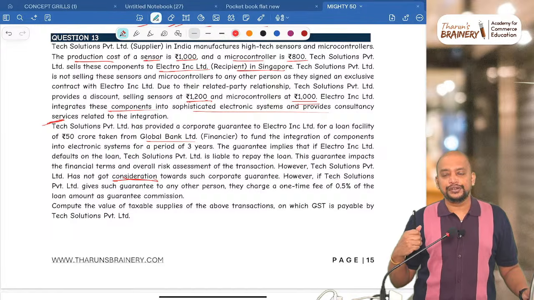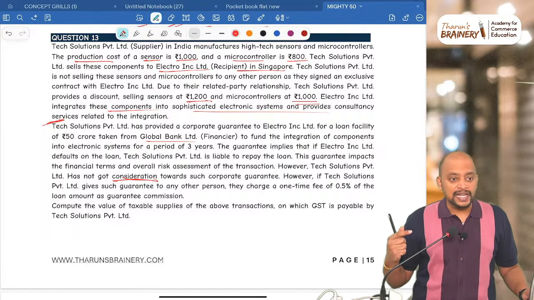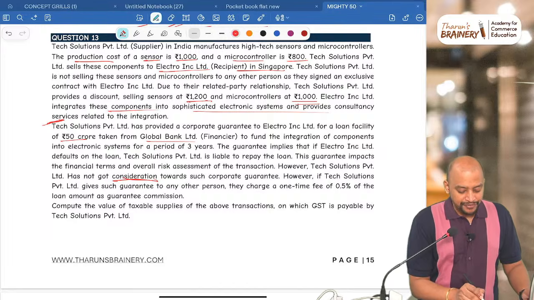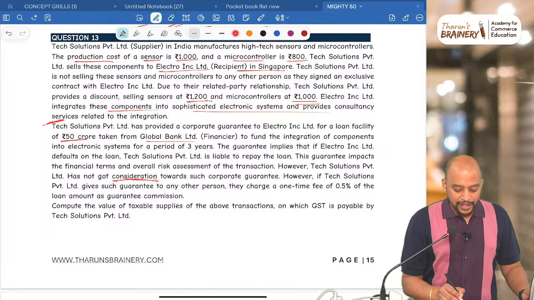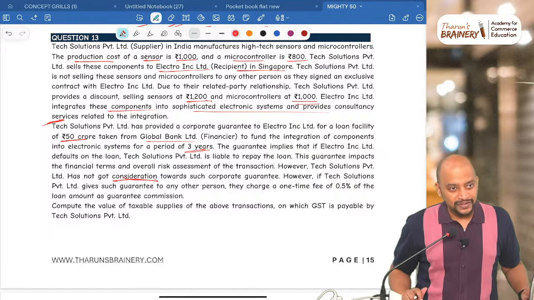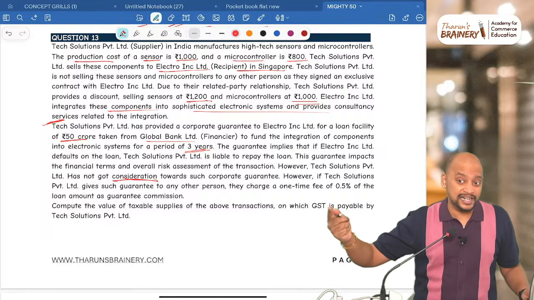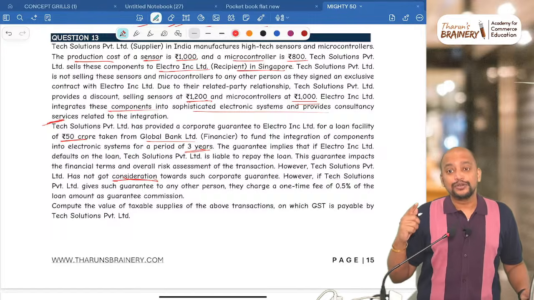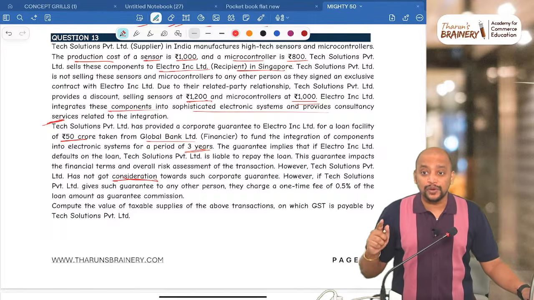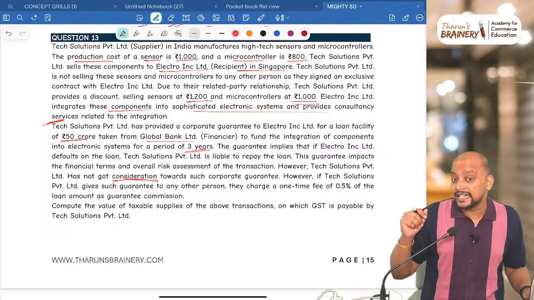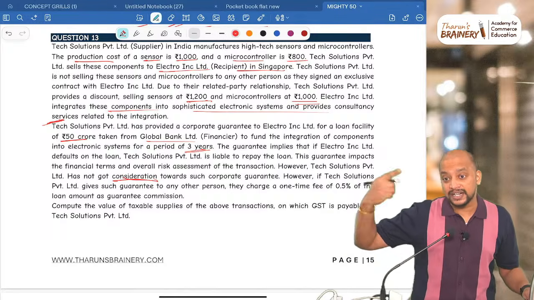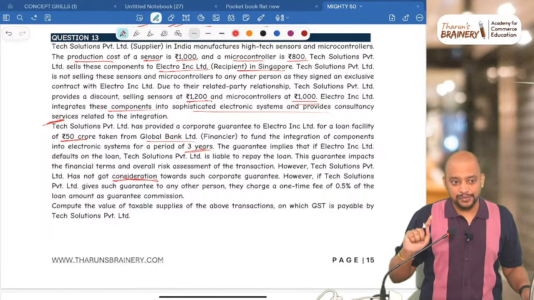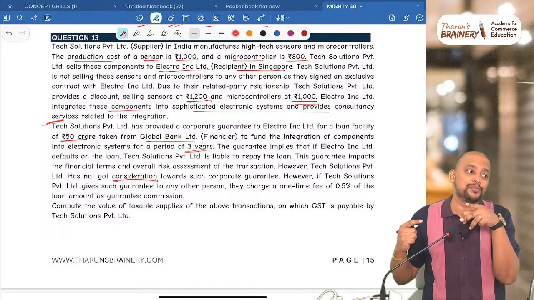So therefore, we need to take the value as what? 1% of the guarantee offered. So what is the guarantee offered? 50 crore. So 50 crore into 1% for a period of 3 years. No, because the recipient is located outside India. So therefore, Rule 28 sub-rule 2 should not be applied. Rule 28 sub-rule 2 will be applied only when the recipient is located in India. Here the recipient is located outside India, even though it is a corporate guarantee. So Rule 28 sub-rule 2 will not come. Then it will be Rule 28 sub-rule 1.